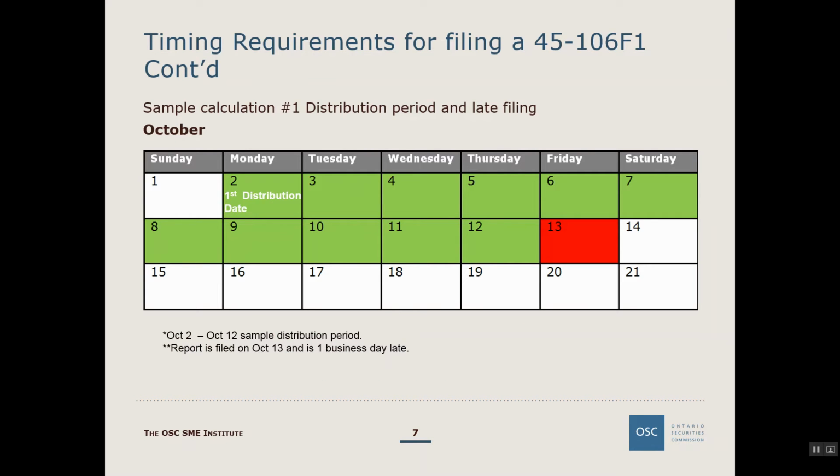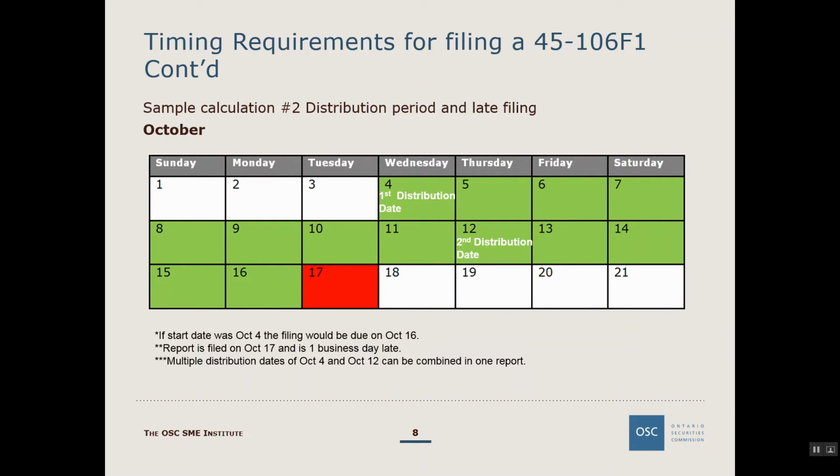The illustration on this slide indicates a sample distribution period with a distribution date or start date of October 2nd and an end date of October 12th. October 12th is 10 days after the specified start date, and filers cannot exceed this parameter. If a report was filed on October 13th in this example, the submission would be 1 business day late and would be subject to late fees, which will be discussed in subsequent slides in more detail.